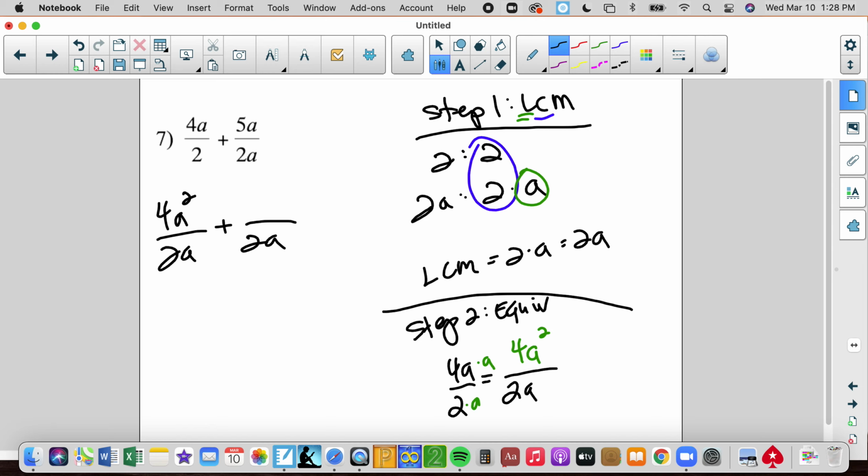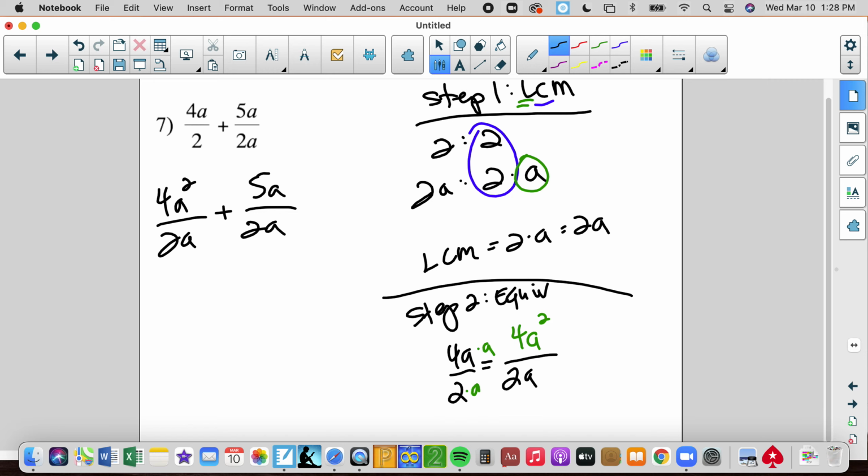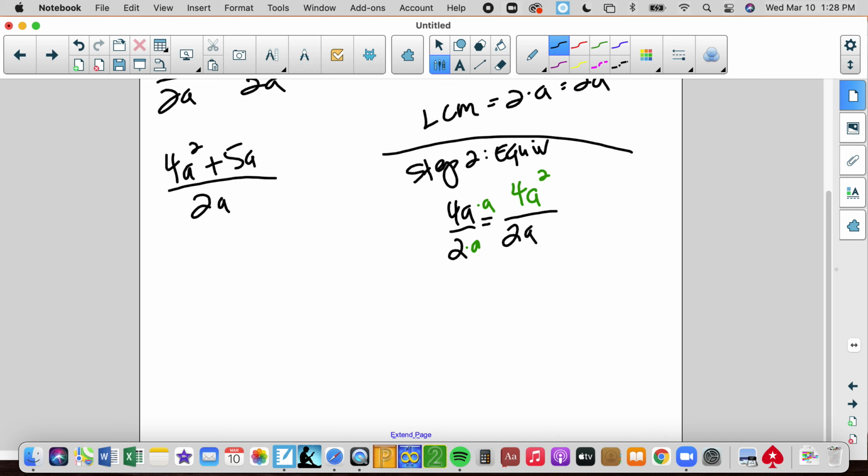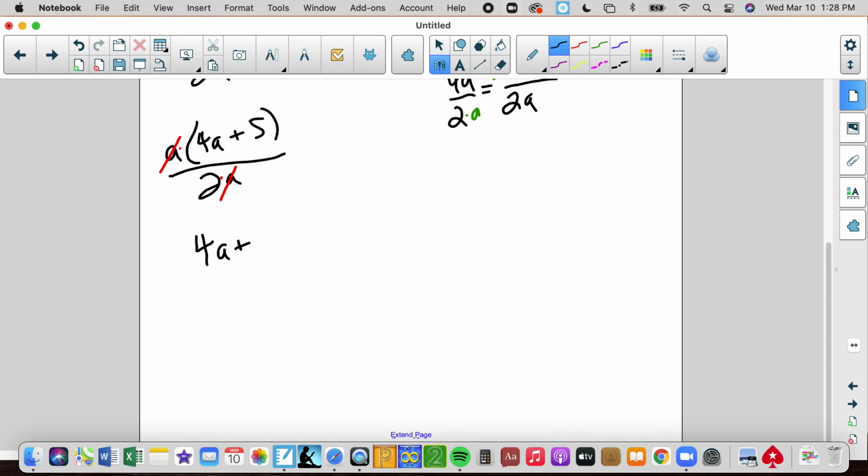Now, nice thing about the right fraction is it's already in 2a's, so I don't have to do anything. We have the same denominator, so I do 4a squared plus 5a all over 2a. Let's factor the numerator. There's a common factor in the numerator of an a. We get a times 4a plus 5 over 2a. Now, this a and this a are multiplying each other, so I can cancel the common factor. And that leaves me with 4a plus 5 over 2. I can't factor the numerator anymore, so that's my answer.